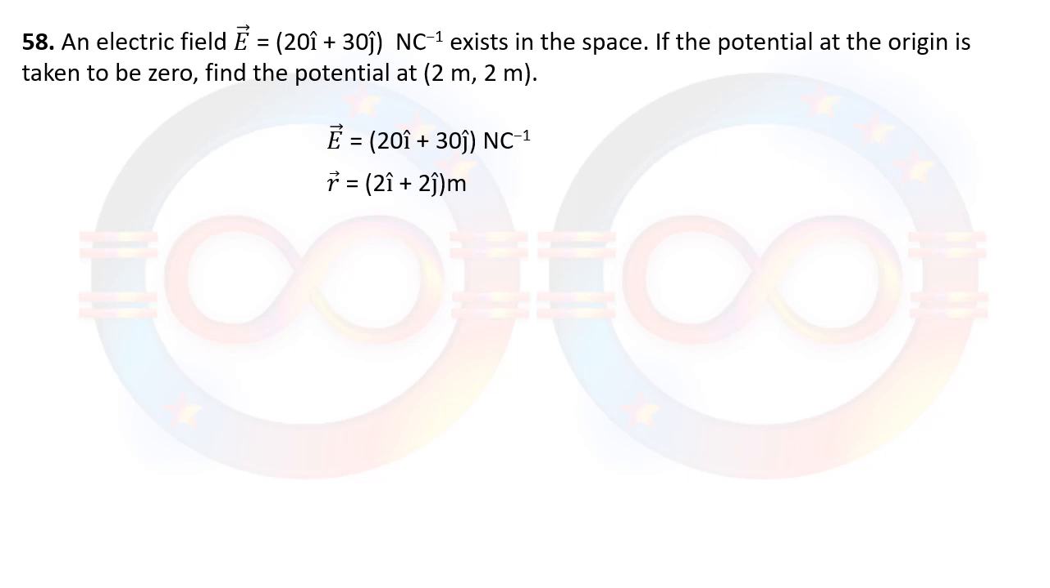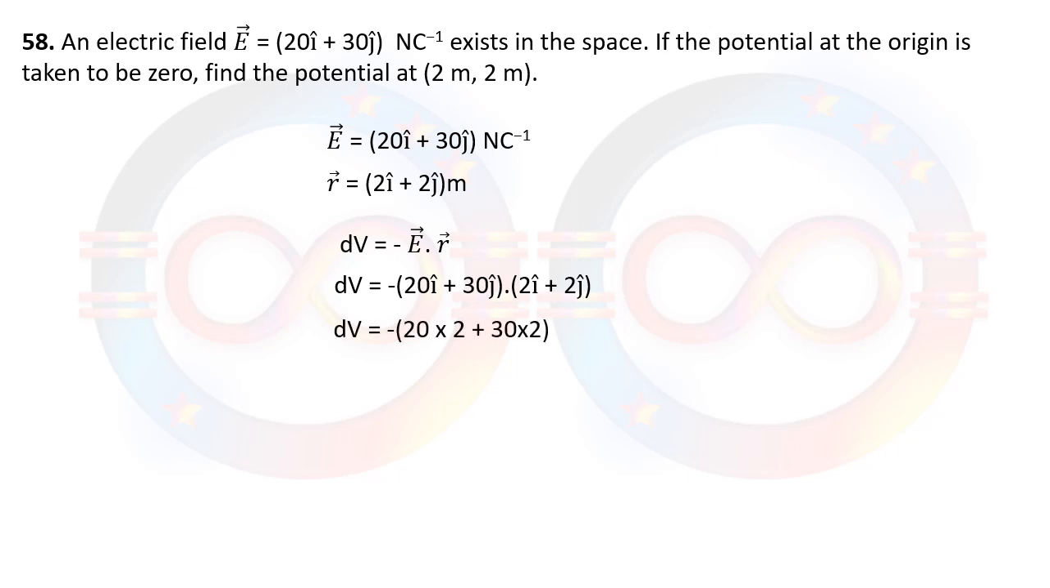We know E is equal to minus dV upon dr. So dV is equal to minus E dot dr. If we take the magnitude only, in the dot product the coefficient of i is multiplied by the coefficient of i, and the coefficient of j by the coefficient of j. So 20 into 2, 40, and 30 into 2, 60, and the change in potential is going to be 100 volt. That is the answer.